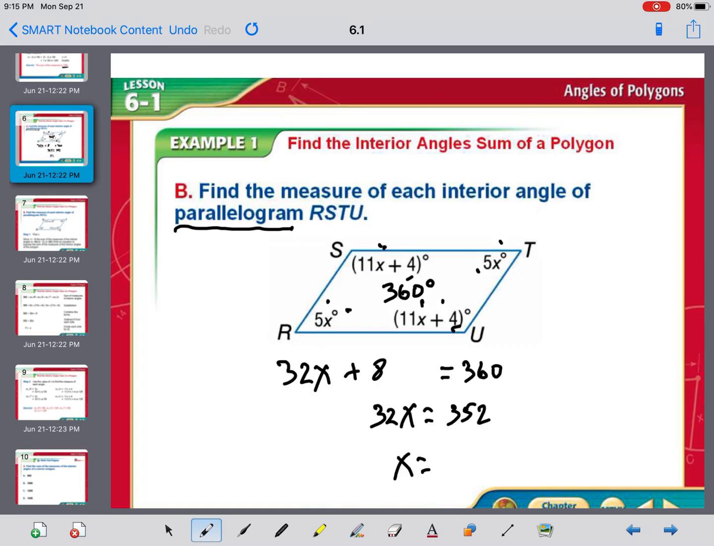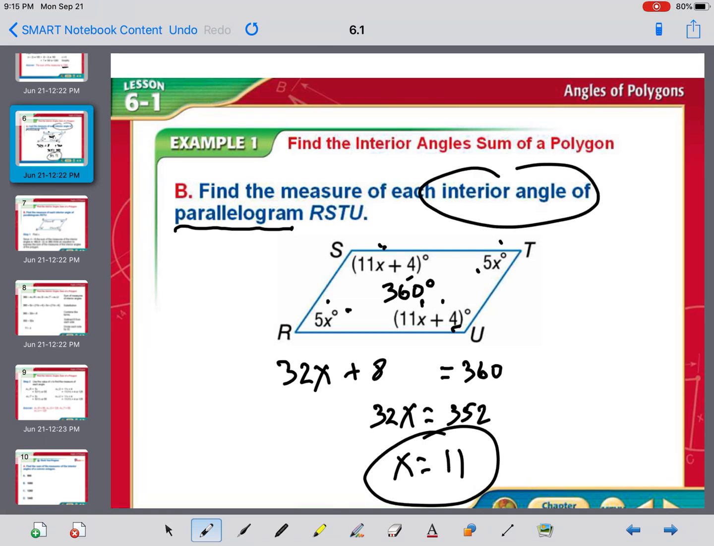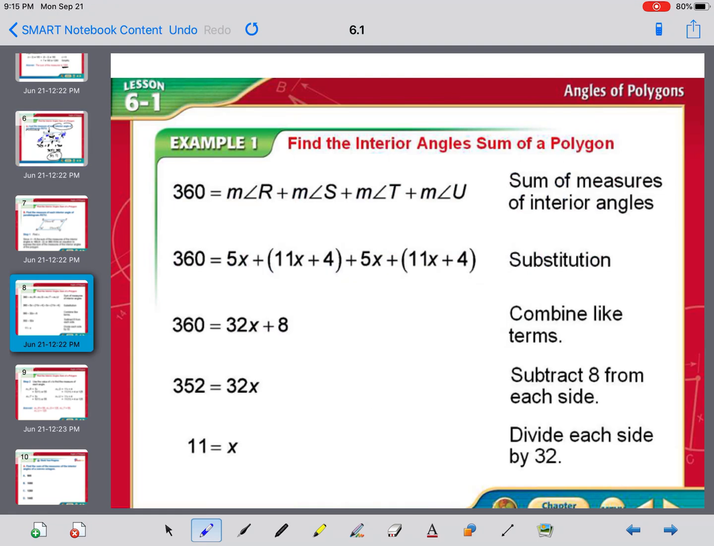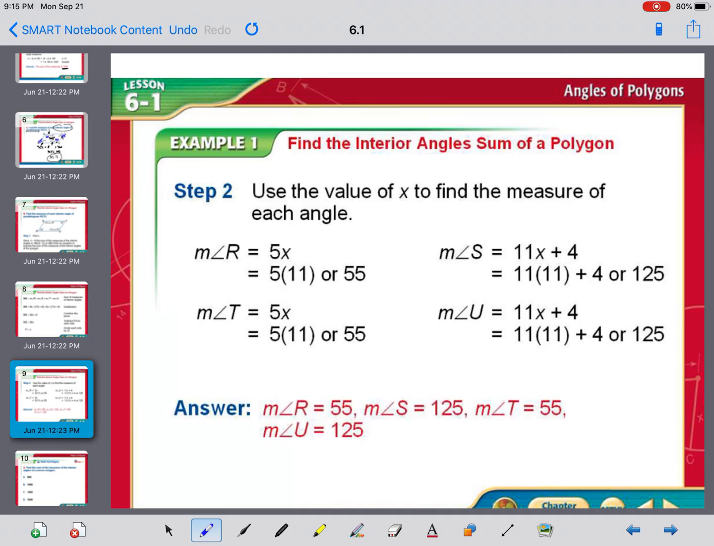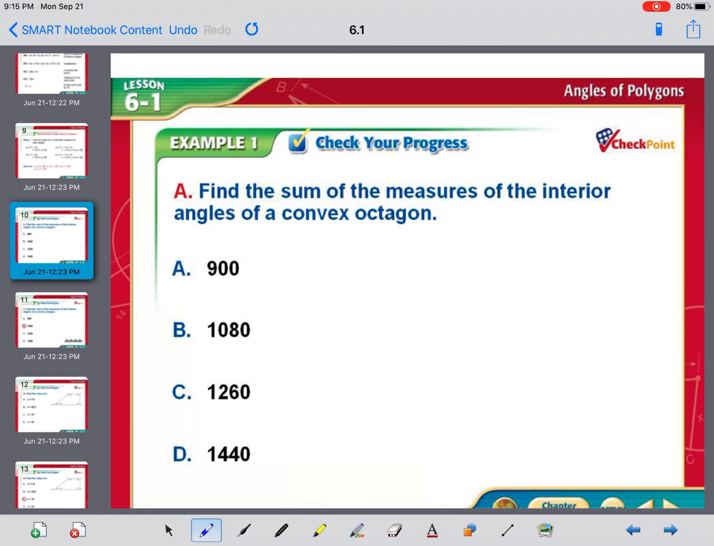Once we know that, let me go back to the original question here. They want us to find the measure of each interior angle. Once we know that x is 11, then we have to go back and plug the 11 in to everybody and see what the measures are. That'd be 55. That'd be 55. That'd be 125. And that would be 125. When you add all those blue numbers up, each of the angles, you should get 360. And that's what they said.